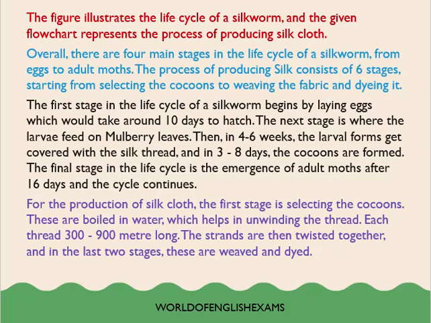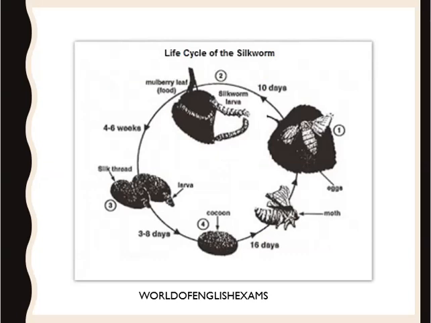Then the process of producing silk consists of 6 stages, starting from selecting the cocoons to weaving the fabric and dyeing it. So that is what we have interpreted, isn't it? So now, while writing the first body paragraph, it is very important to group and note all the data.